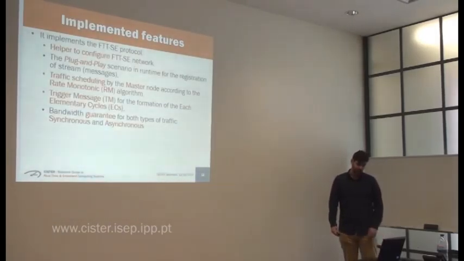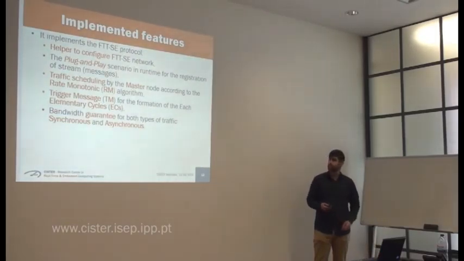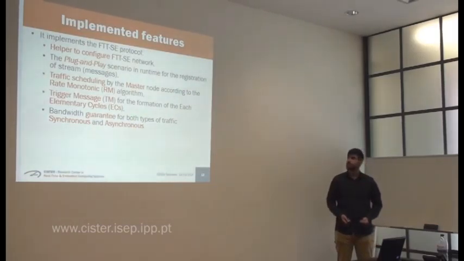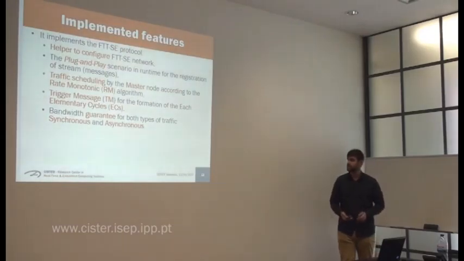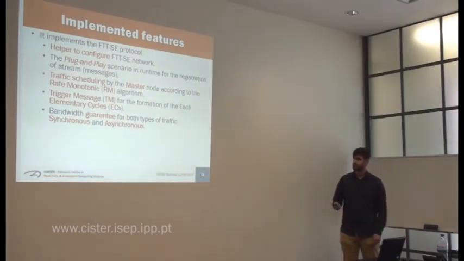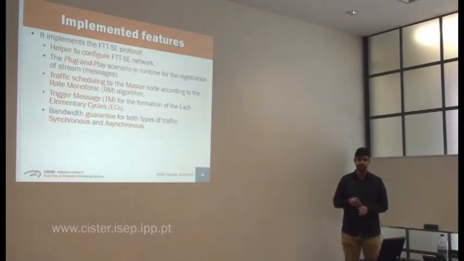I'll talk about the implemented features. In this work, we have a helper, like I said, to help the user to configure the network. There is a plug-and-play scenario that allows registering all the streams at runtime, and the master node is responsible for the traffic scheduling of the network according to the rate monotonic algorithm. The result of the traffic scheduling is included in a trigger message that is sent at the beginning of each elementary cycle.